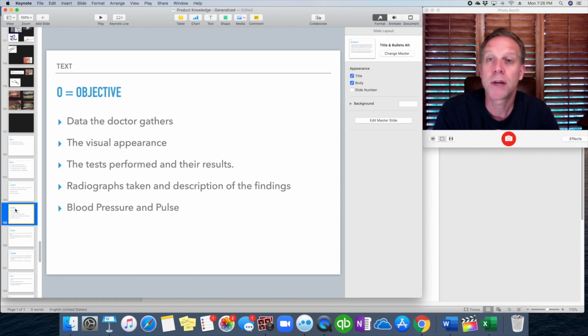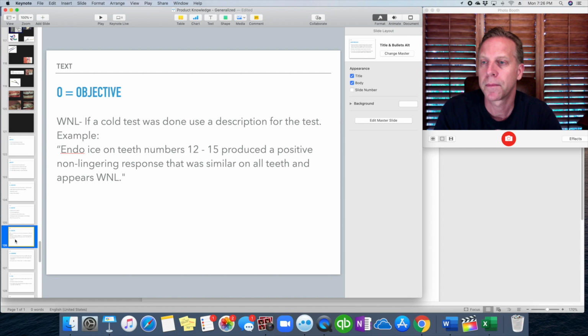Okay. Objective. It's the data that the doctor is gathering. It's the visual appearance of what they're seeing. It's the tests that were performed and the results from those tests. Any radiographs that we're taking, and what did we observe or what were the notes on those radiographs. Also, I'll put down the patient's blood pressure and pulse. That's what we're going to put down on every chart, but this would be the place to put in their blood pressure and pulse because it is an observable, measurable test that we are administering in the office.